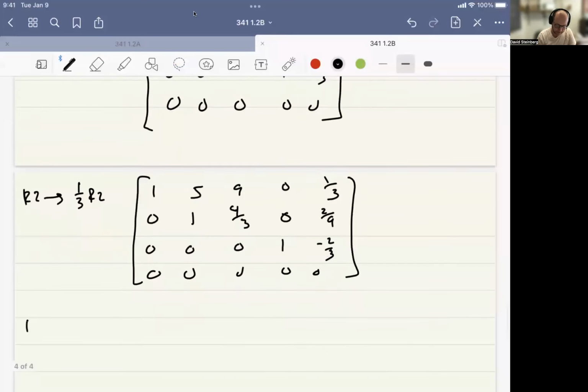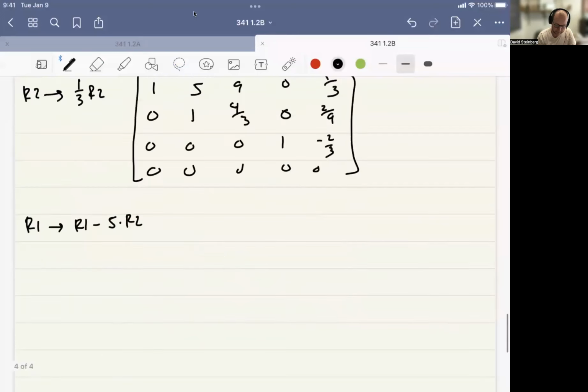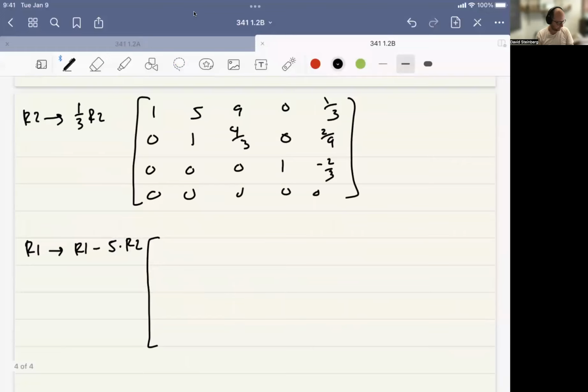Okay, now we want to take row 1 and replace it with row 1 minus 5 times row 2. All right. So 1 minus 0 is, of course, 1. 5 minus 5 times 1 is 0. 9 minus 5 times 4/3. You take my word for this is 7/3.